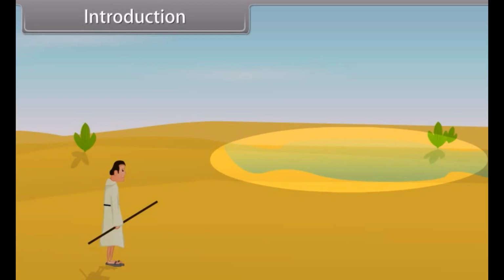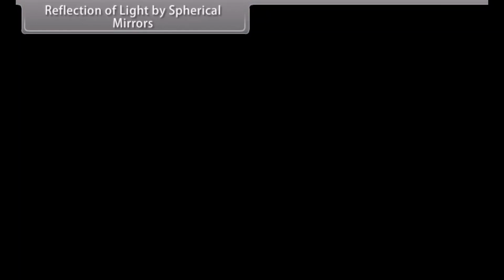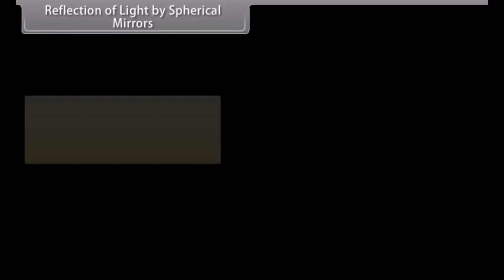It is an optical phenomenon that creates the illusion of water with inverted images of distant objects. So, throughout this module we learn reflection and refraction of light. Reflection of light by spherical mirrors.